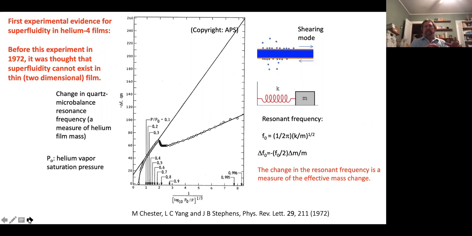Now, this film was only two to three atomic layers thick. It was really thin. One's naive expectation would be that every helium atom would be stuck to the surface of the crystal, and when the crystal vibrated, the helium atoms would move with the crystal. So the only thing this absorbed helium would do would be to increase the mass of this resonating crystal, and therefore reduce the resonant frequency.